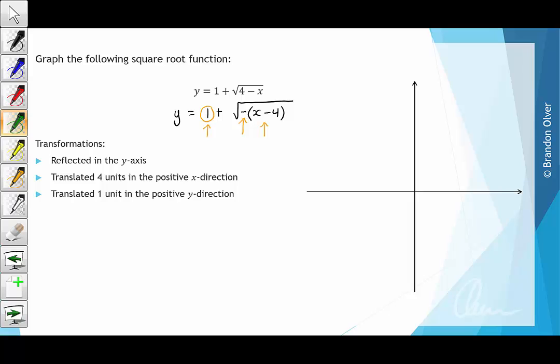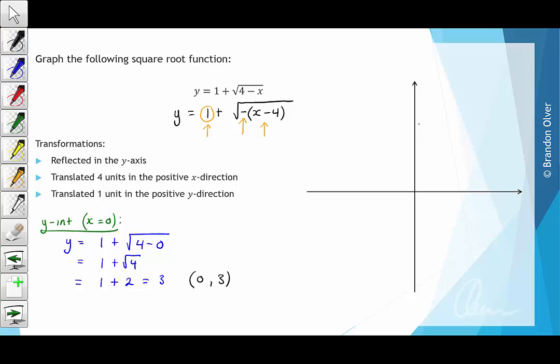So next we need to work out the x and y intercepts if they occur for this graph. So if we have a look at the y-intercept, this occurs when x equals 0. So if we do that, we have y is equal to 1 plus the square root of 4 take 0, and that equals 1 plus the square root of 4, which is 1 plus 2 equals 3. So we have the point x is 0, y is 3, which is the y-intercept.